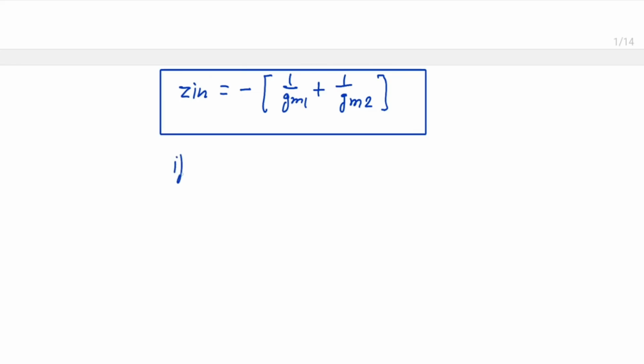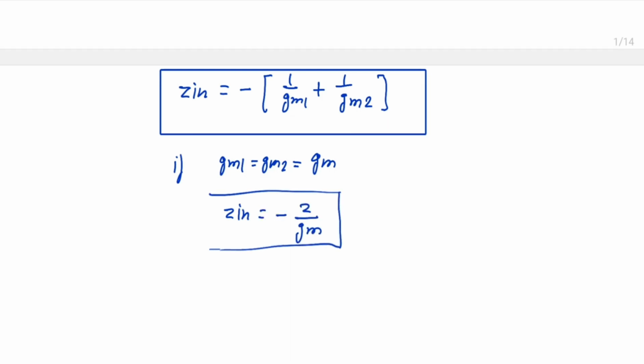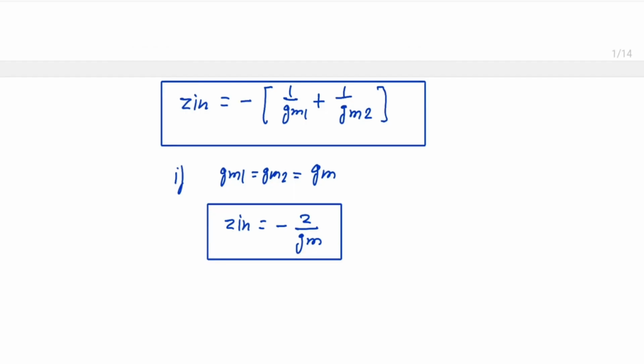If we assume GM1 equal to GM2 equal to GM, then Zin equal to minus 2 times 1 by GM. So now we got our answer as Zin equal to minus 2 by GM. We had an intuition that this is kind of a diode connected device, and for a diode connected device we get 1 by GM, and both are in series, so that will come as 2 by GM, but we are getting a negative sign. So we will analyze further why we are getting that negative sign.